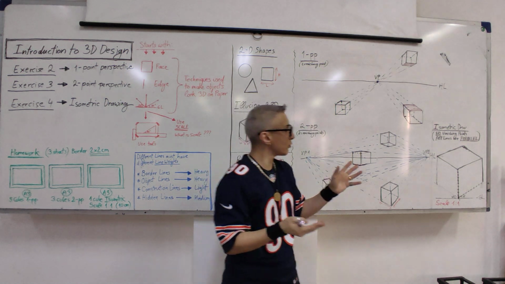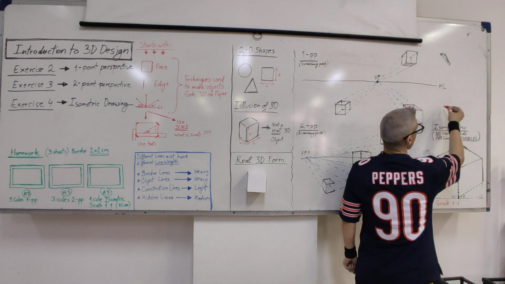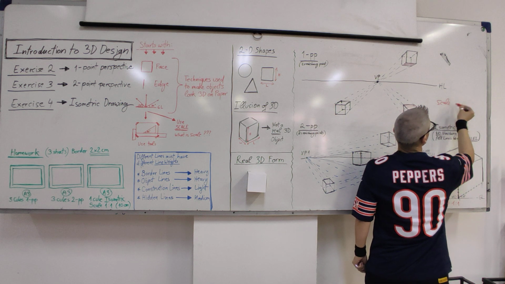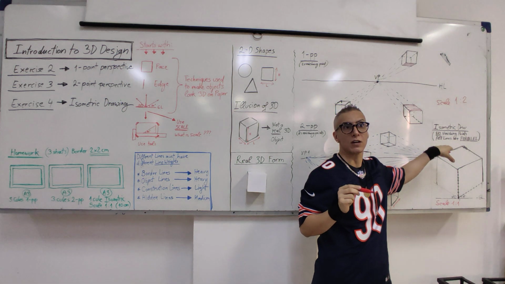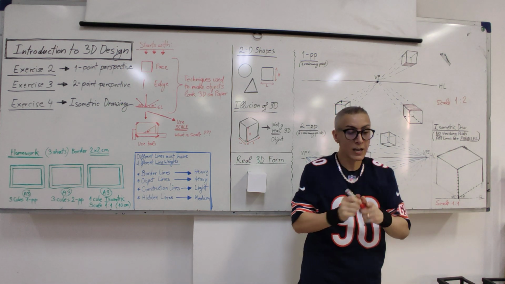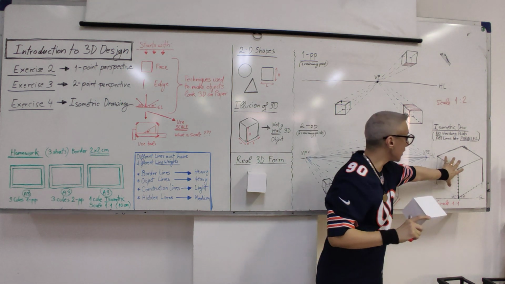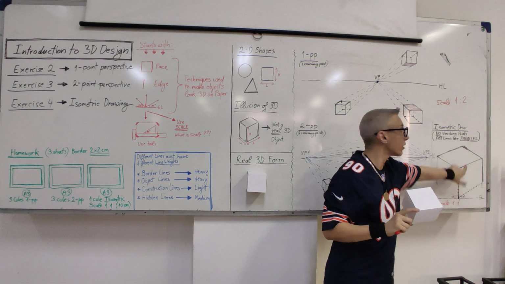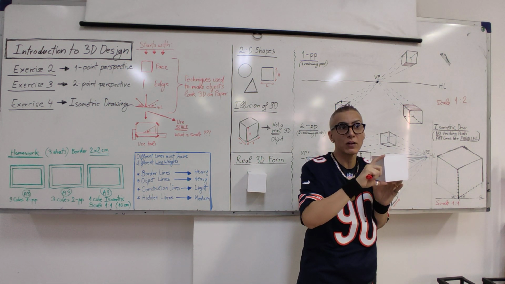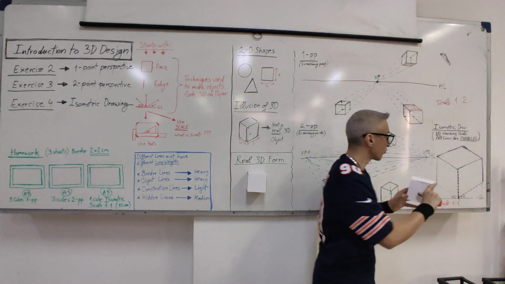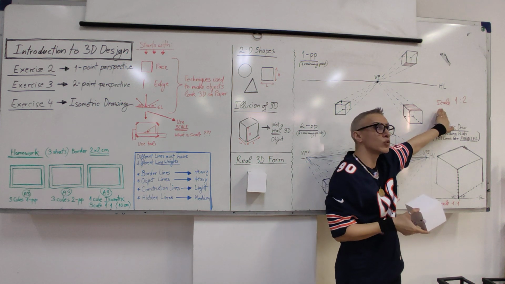So let's see what will happen if we reduce the size of this to scale 1 to 2. What will happen to our drawing? That means the real measurement divided by 2. So on here, this will not be 10 centimeter if we follow this scale. It will be 5 centimeter. 10 divided by 2 equals 5. Okay? So this will be 5, 5, 5, 5, 5. And it will be scale 1 to 2.